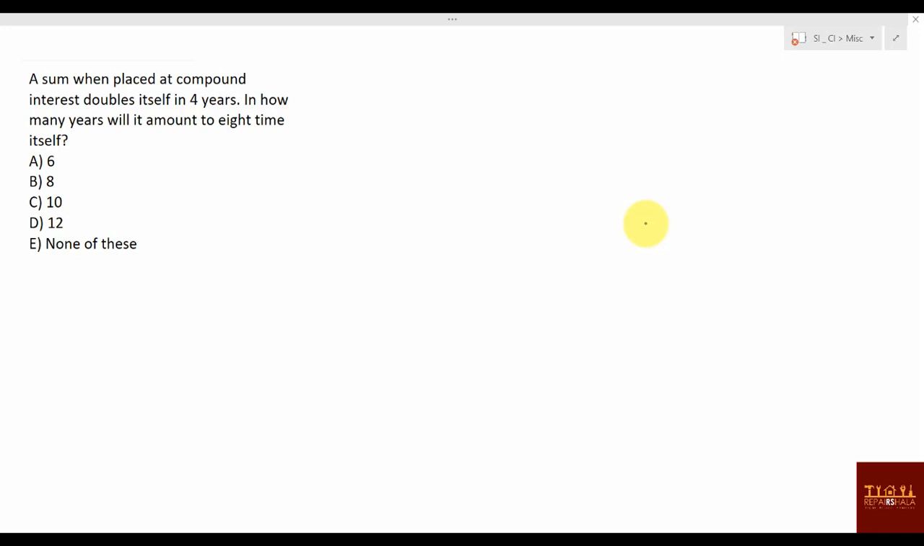A sum when placed at compound interest doubles itself in 4 years. In how many years will it amount to 8 times? So 1 to 2 takes 4 years. Then 2 to 4, in how many years? 4. Again 4 to 8, how many years? 4 years. So how many years do you need? 4, 4, 4. How much?